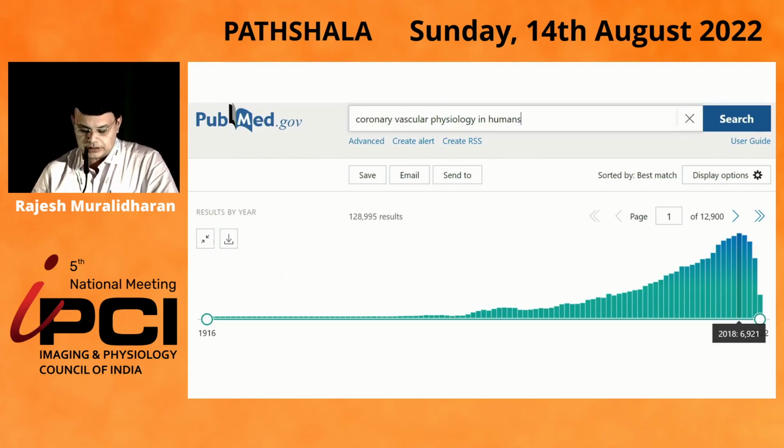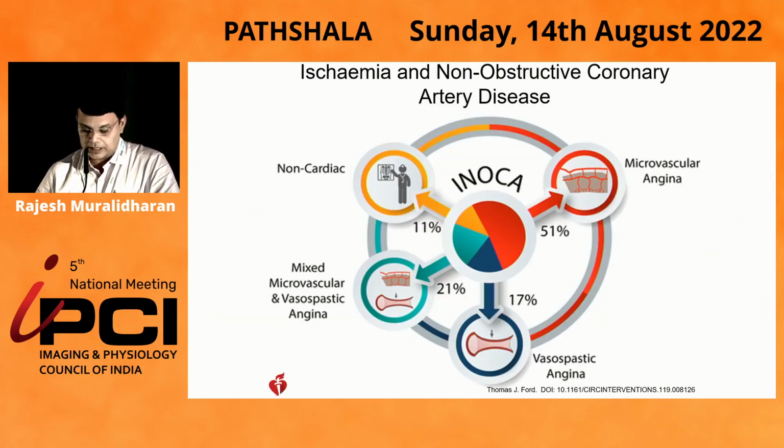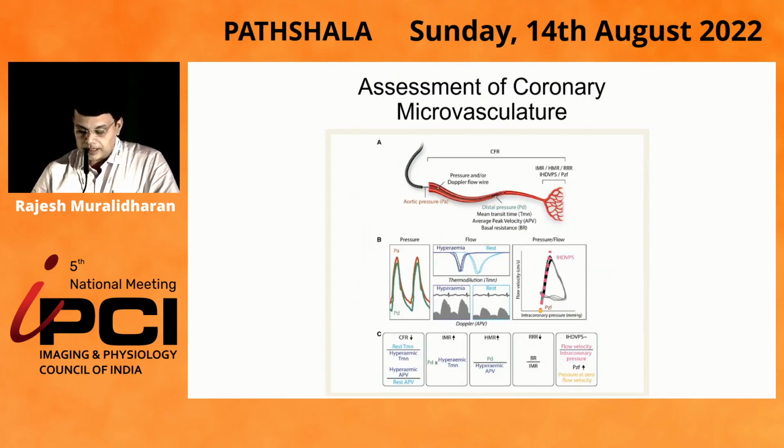We have evidence still accumulating. If you search PubMed for coronary vascular physiology in humans, you get 130,000 papers, almost 7,000 publications per year. And now we have the concept of ischemia and non-obstructive coronary artery disease as well. We'll be hearing from the chairman himself regarding the concept of INOCA, microvascular angina, vasospastic angina, etc. And we have measures not only for the epicardial vasculature like FFR, but also for the coronary microvasculature.